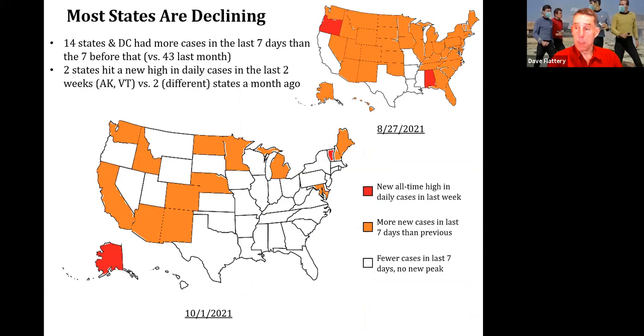And when we look at the map that I usually show, most states are declining. So in total, only 14 states and the District of Columbia had more cases in the last 7 days than the 7 before that, versus 43 last month, which is a big difference, right? So that's less than a third of what we had last month. And there were only 2 states that hit a new high in daily cases, an all-time pandemic record high. And that was Alaska and Vermont. We had 2 states last month. They were different states though, but this month it was Alaska and Vermont.